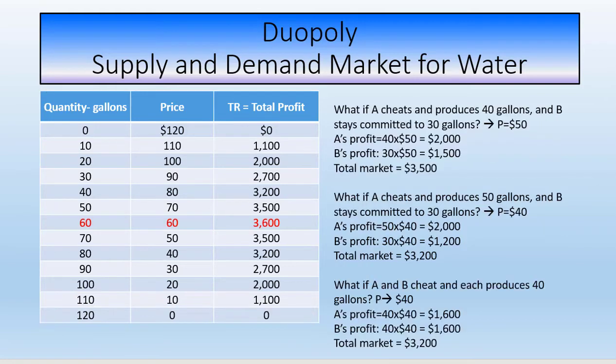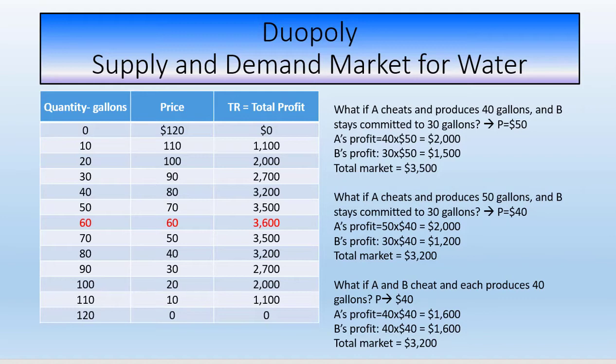So let's take a look at the same schedule and ask what would happen if seller A cheats and produces 40 gallons instead of just the 30. So it increases its production by 10, and B stays committed to the 30 gallons. So A is going behind the back of B. The price would then be $50 because the total would be 70 gallons of water. And if you look at 70 gallons of water, that's associated with a price of 50. So if you hammer out the profits for each of A and B, you'd see that A, the cheater, gets a little bit more income, a little more profit.